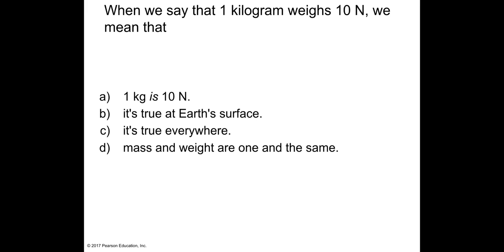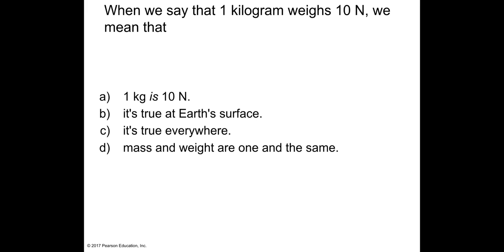When we say 1 kilogram weighs 10 Newton, we mean that this is true at Earth's surface, not true everywhere. Mass and weight are not one and the same thing. If you check what we did last week, you will realize that the gravitational pull on the Earth is different from the gravitational pull on different planets. That's why someone is able to walk normally on Earth, but when they go to space, they start floating, like you saw the astronaut that landed in space.